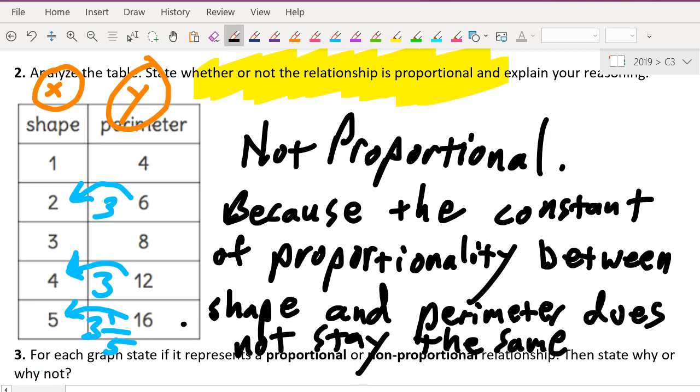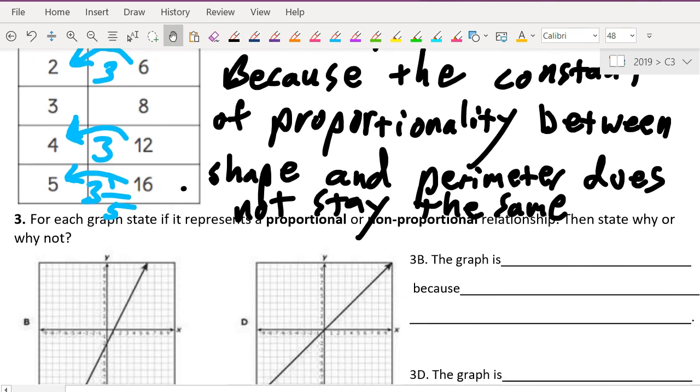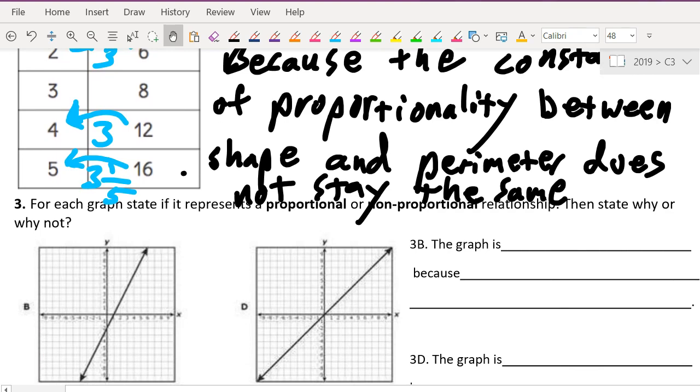But you could explain it different ways, right? You say, I divided here, I divided there, they were different. Okay. For each graph, state if it represents a proportional or non-proportional relationship. Now, we can do this just visually, right? Because it has to have two things. You know those two things, sir? Very good. Has to cross the zero and has to be a straight line.